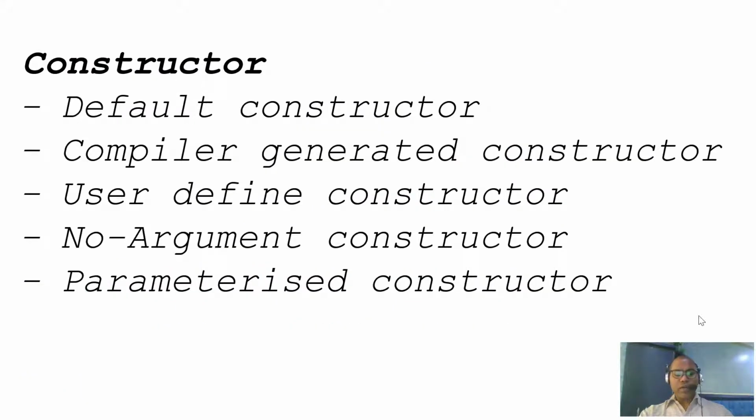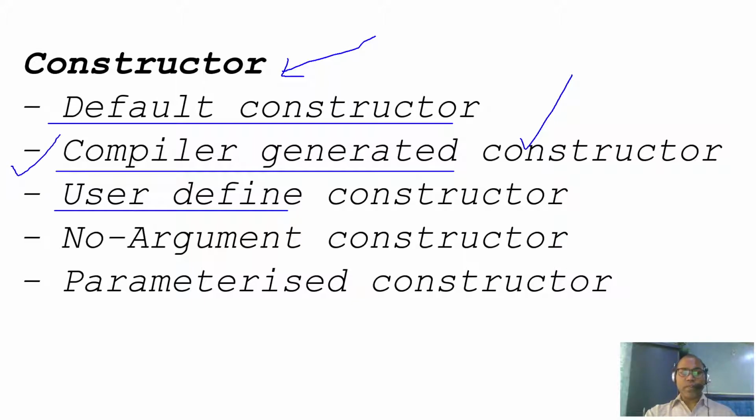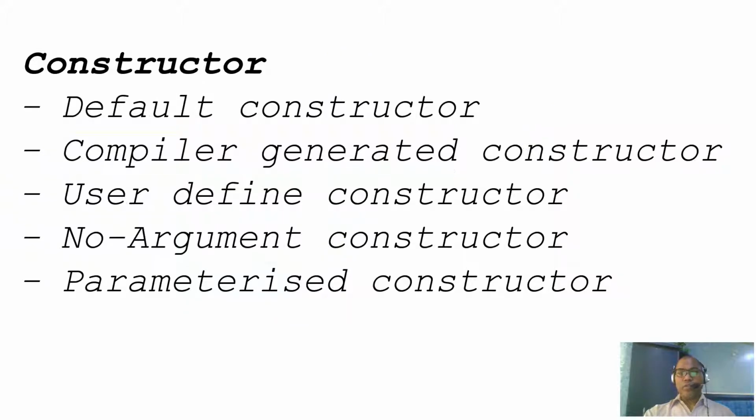And if we talk about constructors, as developers we hear these terms: default constructor, or compiler generated constructor, or JVM constructor, sometimes user defined constructor, and sometimes no arg constructor or parameterized constructor. So the user can define a no arg constructor or a parameterized constructor. Here we have two categories. One is the default constructor, or compiler generated constructor.